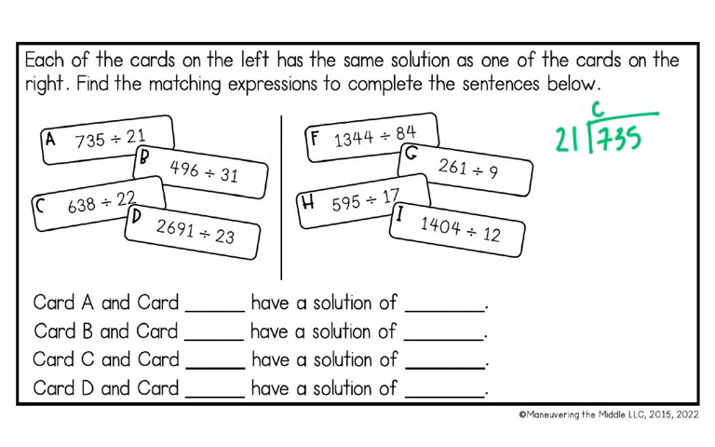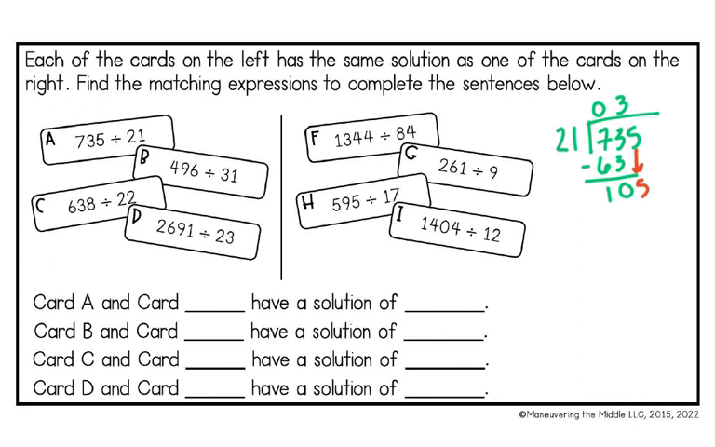21 cannot go into 7, so I'm going to put a 0. 21 can go into 73 3 times. 3 times 21 is 63, so I'm going to go ahead and subtract. 3 minus 3 is 0. 7 minus 6 is 1. I'm going to go ahead and bring down that 5. So now we have 105.